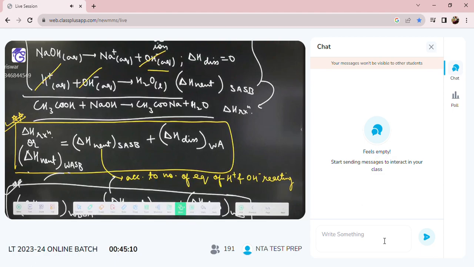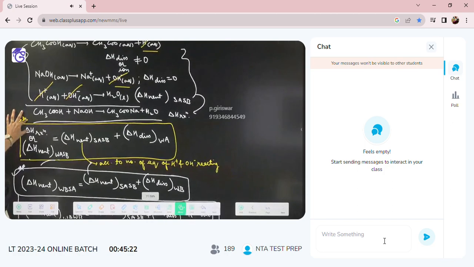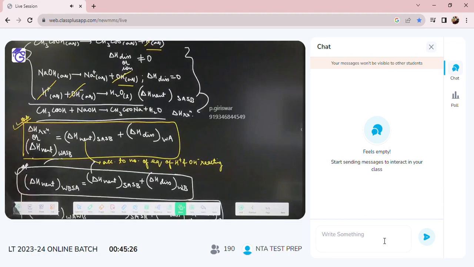Harshvardhan, strong acid and strong base will always be 100% dissociated. You need not supply any energy for dissociating them. That's the reason delta H dissociation will be 0 there. Along with the sign only you have to keep. Yes, Raymond, you have to keep it along with the sign. In fact, data will also be written like that.